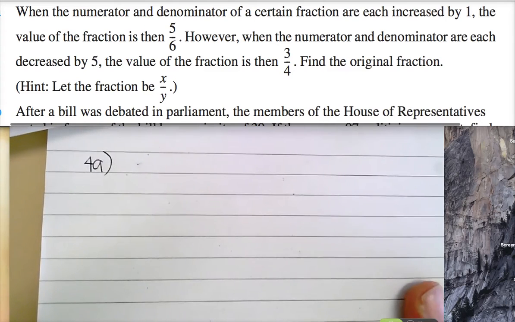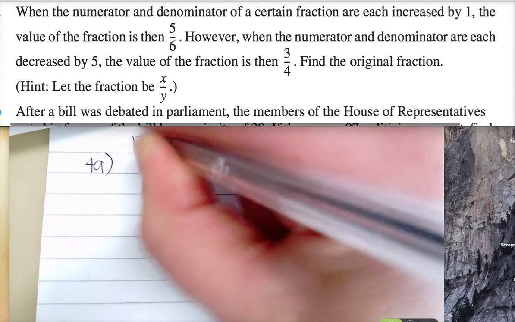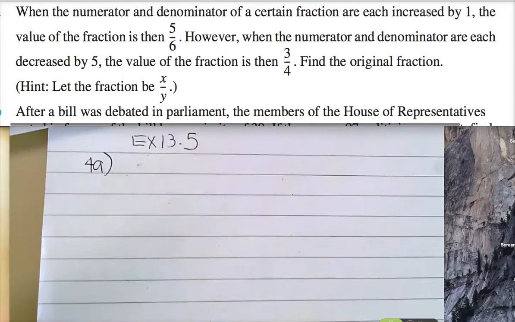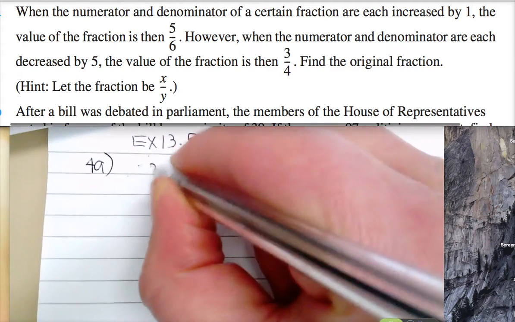This is exercise 13.5, question 4A. When the numerator and denominator of a certain fraction are each increased by 1, the value of the fraction is then 5/6. However, when the numerator and denominator are each decreased by 5, the value of the fraction is then 3/4. Find the original fraction. Hint: let the original fraction be x over y.